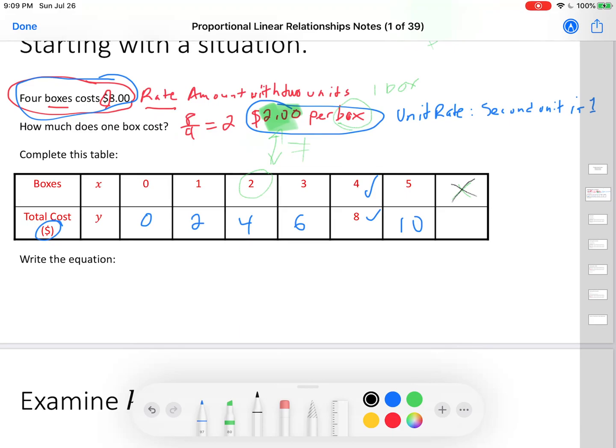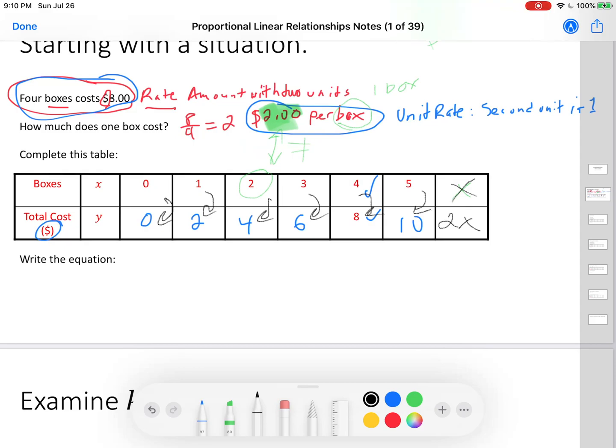Well, what do we do to 0 to get to 0? Well, almost anything, really. What do you do to 1 to get to 2? We multiply by 2, right? This is times 2. 1 times 2 is 2. 2 times 2 is 4. 3 times 2 is 6. 4 times 2 is 8. 5 times 2 is 10. So we did this times 2. 0 times 2 is 0. 1 times 2. 2 times 2. 3 times 2. 4 times 2. 5 times 2. What are we going to do to x? We're going to multiply it by 2. What's x times 2?